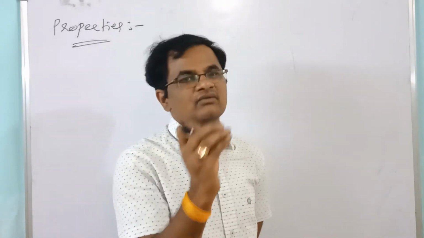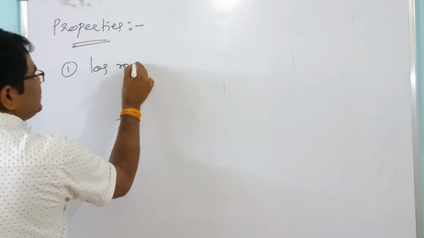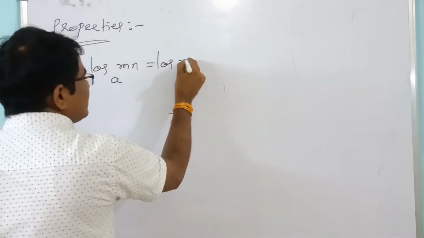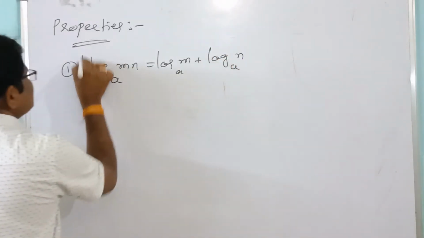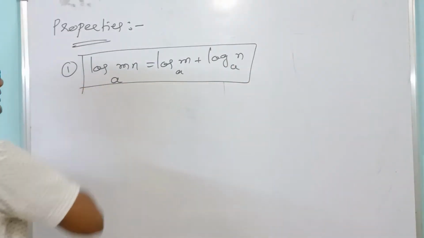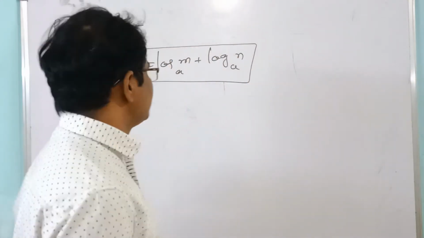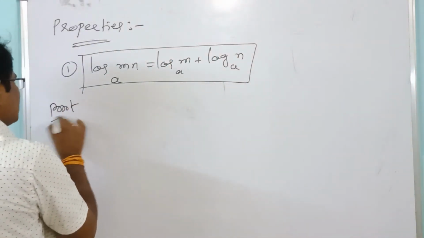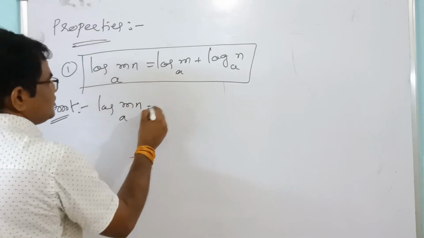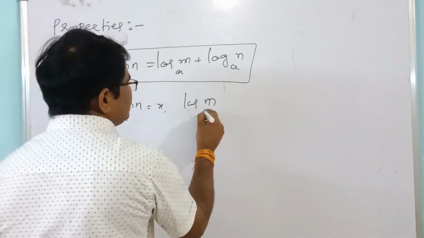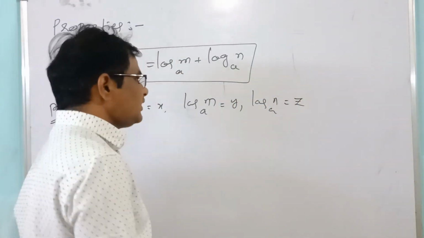Log a to the base a is 1. Next, first one, log of m into n to the base a can be written as log m to the base a plus log n to the base a. This is the first property. Log m into n to the base a equal to, how to write? Log m to the base a plus log n to the base a. So for this one I will give a proof also. How to get this one you should know. So for this total, put log m into n equal to x, and log m to the base a equal to y, and log n to the base a equal to what? z I am taking. Right.